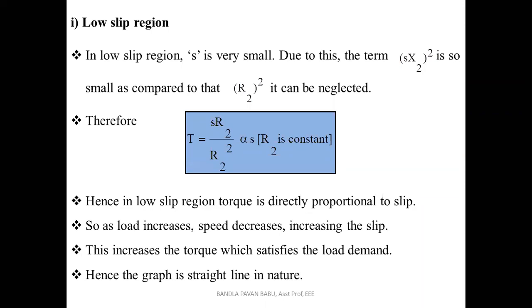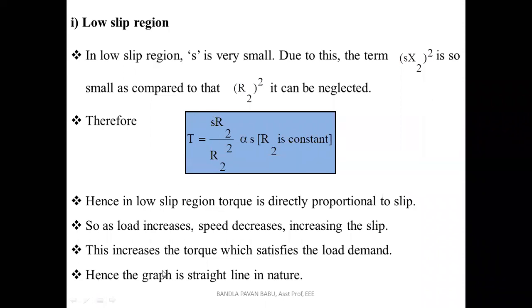But what happens there? In order to reach the maximum torque, the slip also tries to increase. So torque is proportional to slip here. Under this condition, torque is proportional to slip, so this leads to an increase in the torque. That is the situation in this low slip region.